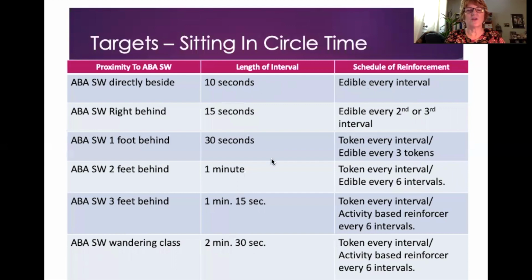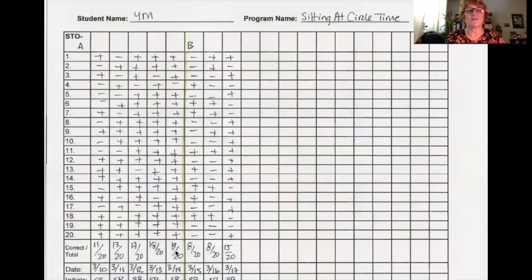These are short-term objectives. So they're going to start with 10 seconds, then 15 seconds, then 30 seconds. And as they move up, the reinforcers also change a little bit as they move through the programs. Okay, here's an example of a data sheet for this. So they may not do all of this in one day. They may do this over a period of several days.